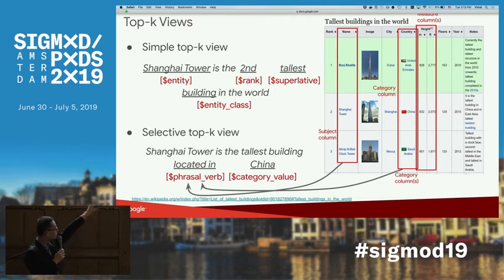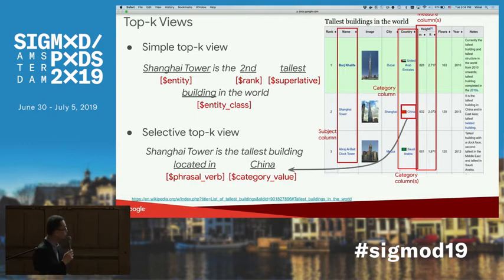So once you have that, that covers the simple top K view. For the selective top K view, the idea is that not only do you need to have the tallest building, but you also need to connect that to the categorical attribute value. It turns out it's a very interesting problem in natural language, because to understand that, you should say Shanghai Tower is the tallest building in China, right? So identifying "in" as the right phrasal verb to be used in this context is a very interesting natural language problem that we're trying to solve here.